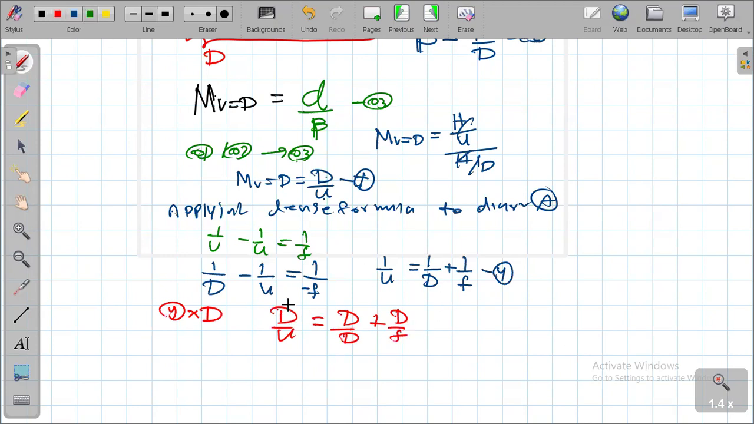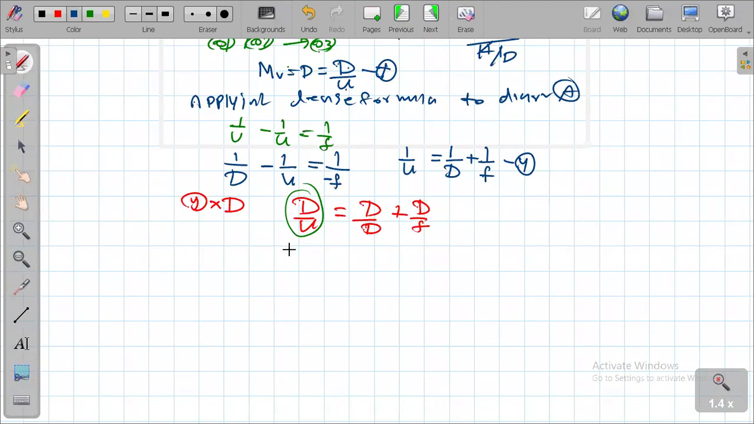What is D over u? That is this part. That means magnification equals D over u equals 1 plus D over F. Oh, it looks very ugly. I may write it this way: D over F plus 1.